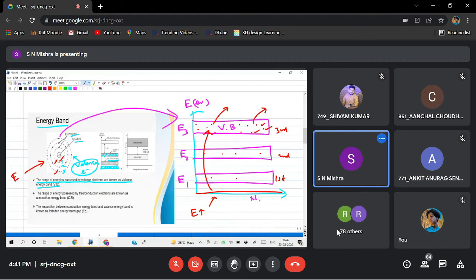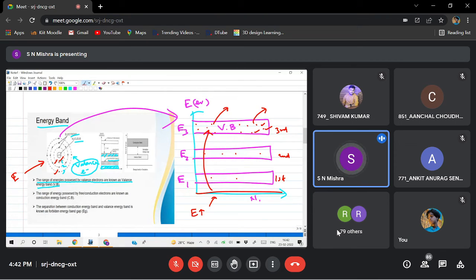Suppose you are staying at home, your parents are watching you every day, and if you try to go outside, you have to take permission. But if you are outside home, then you can easily go somewhere like watching a movie, and you just have to inform them. Yes or no? Like that, these valence electrons, or outermost shell electrons, are very unstable. The nuclear force is very less.